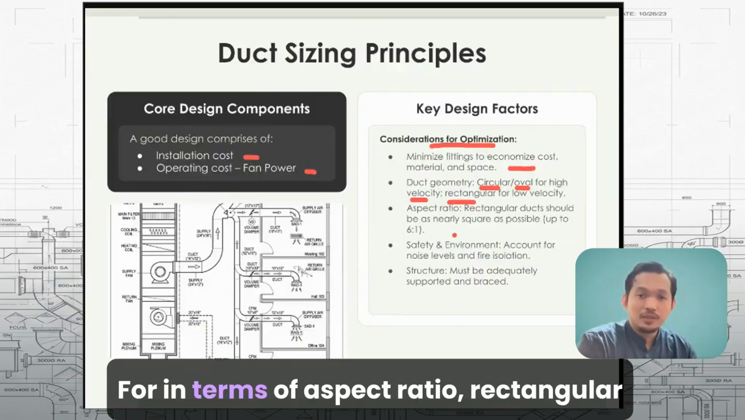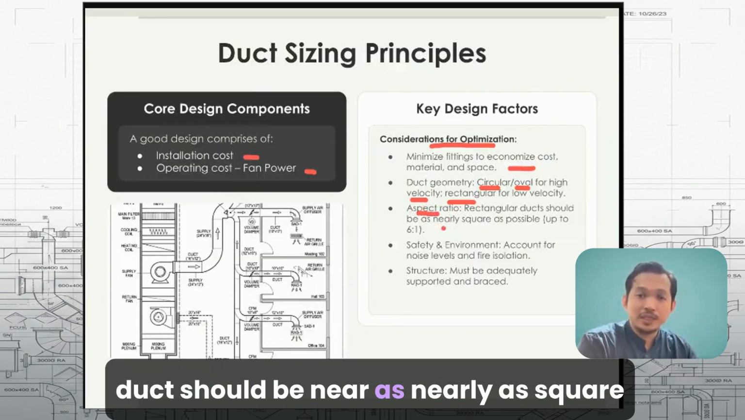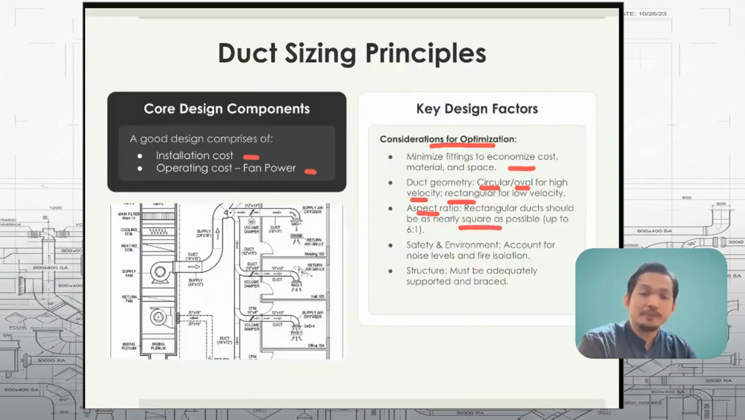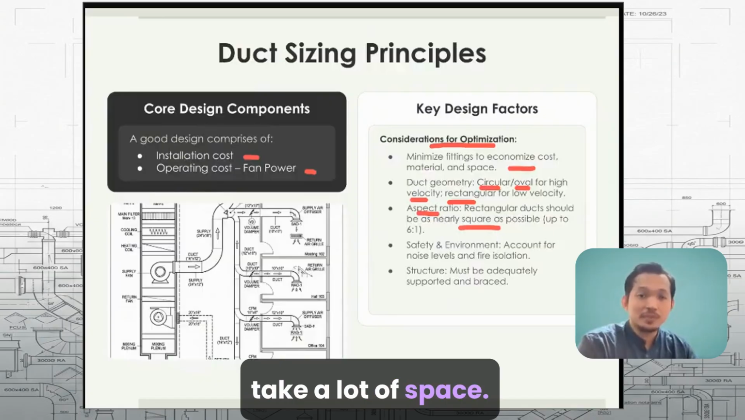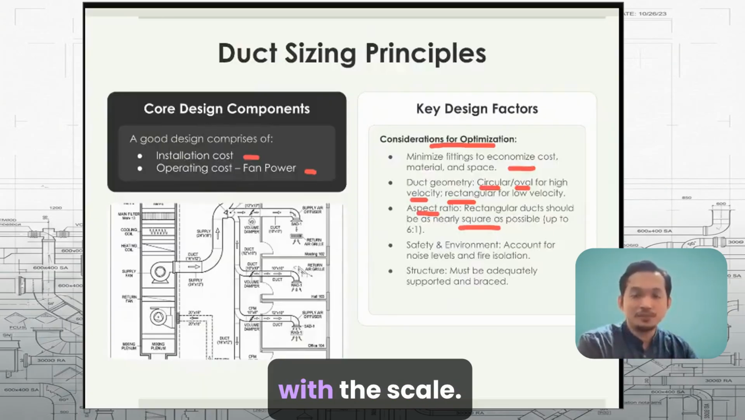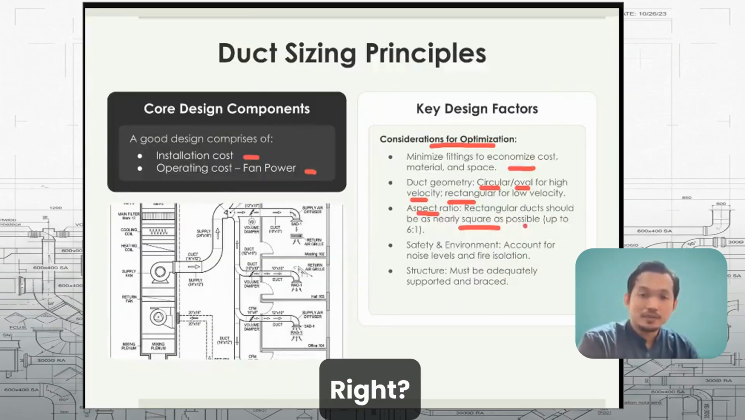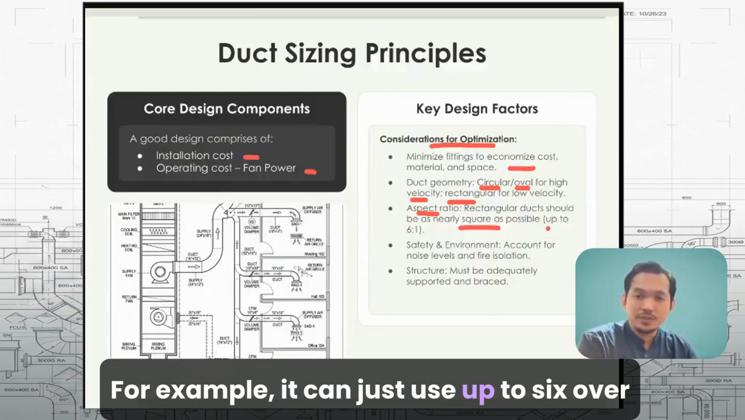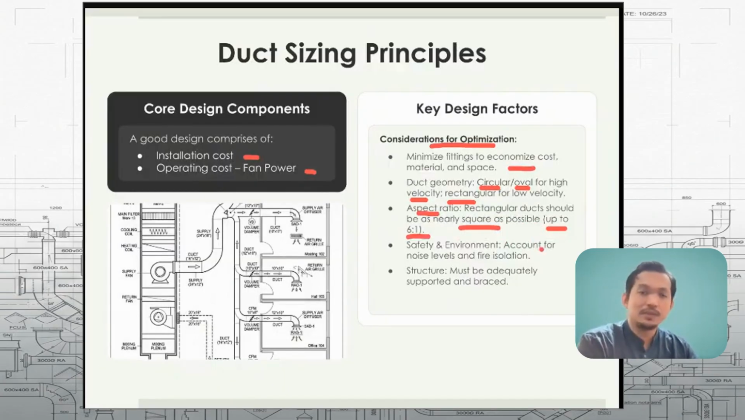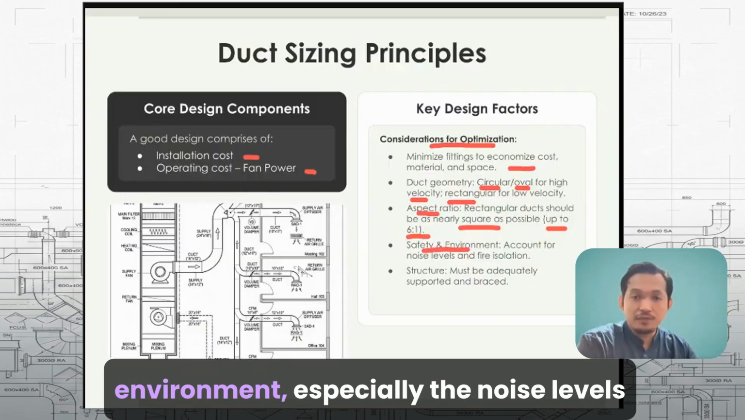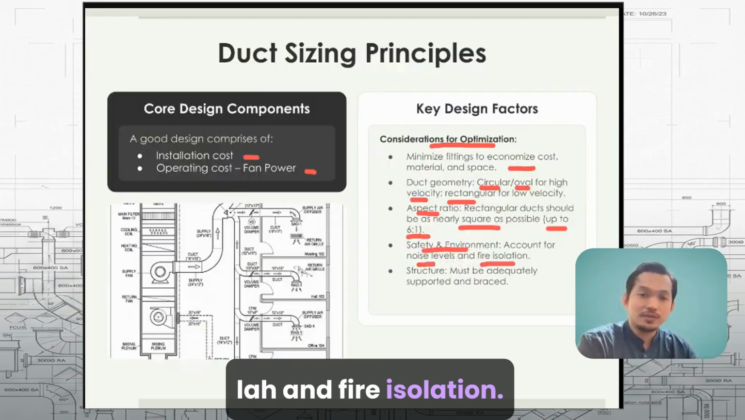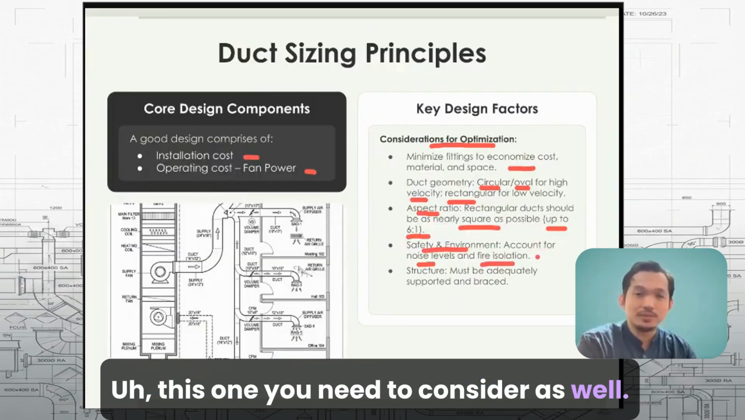In terms of aspect ratio, a rectangular duct should be nearly as square as possible. But the problem with square is that it will take a lot of space. So that's why you have to play around with the scale, right? For example, you can just use up to 6 to 1, right? Next, you need to consider safety and environment, especially the noise levels lah, and fire isolation. This one you need to consider as well.